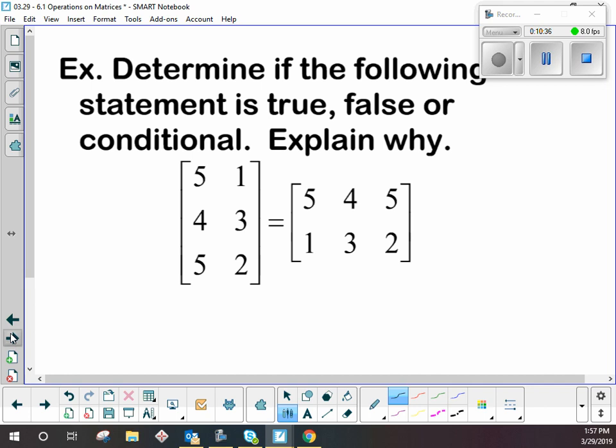Okay. It is false. Right. Because it's true that the entries are all the same, but it's not true that they're the same size.